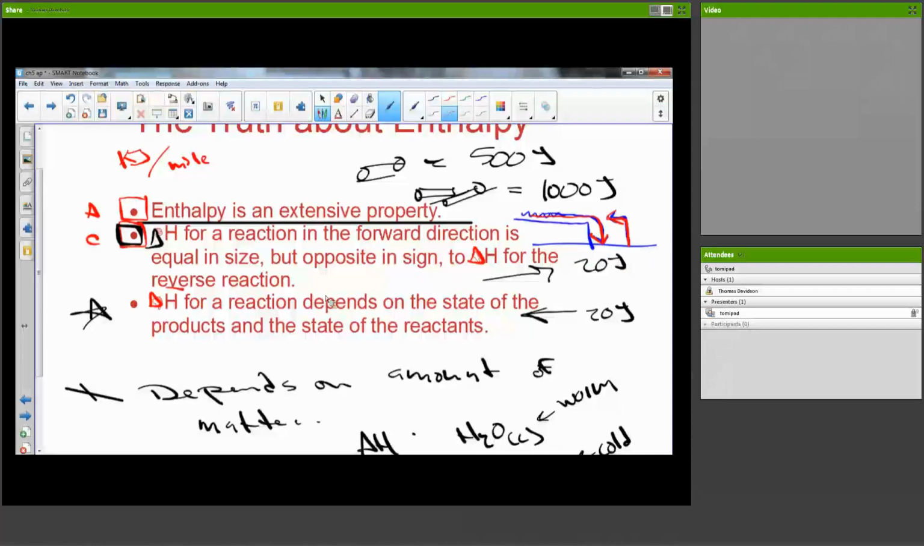Now we're going to need this one later. It says that the enthalpy for a reaction depends on the state of the products and the state of the reactants. Just remember that. Now let me go 100 miles this way.